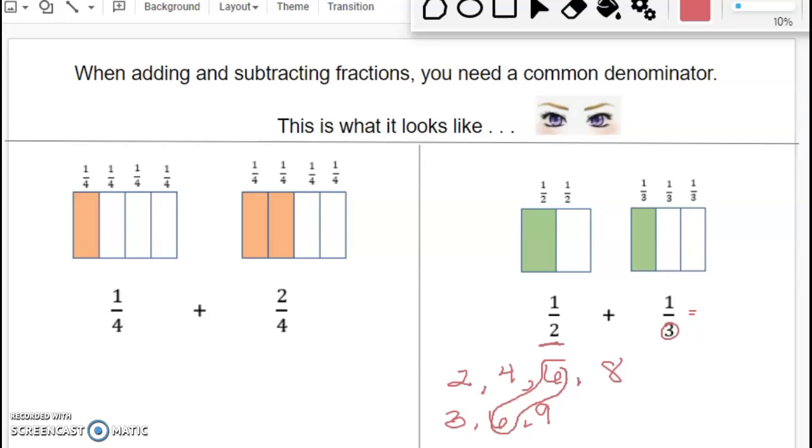So what you need to see here is that if the denominators are different, I cannot just simply add across. I'm going to have to find a common denominator because I don't know how big each piece is going to be. Okay, they're not the same size. Let's move on.